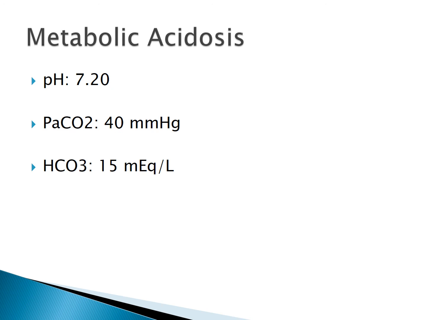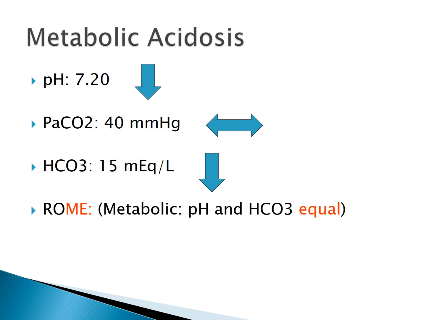Metabolic acidosis. Your pH is 7.2. Your PaCO2 is 40, which is normal, but your bicarb is low at 15. Okay, since your pH is below 7.35, it's acidotic. Your PaCO2 is normal, and your bicarb is low. So again, your pH and your bicarb are both going down, so that's metabolic acidosis. So we're going down with the pH, normal for PaCO2, and down for your bicarb. ROME, metabolic, pH and bicarb are equal.